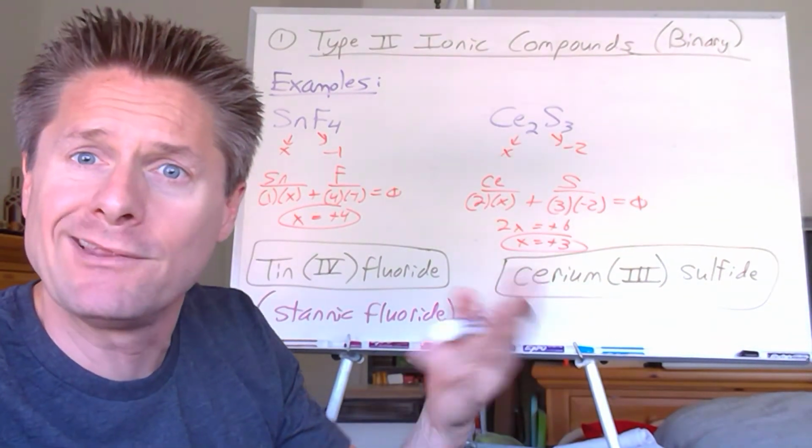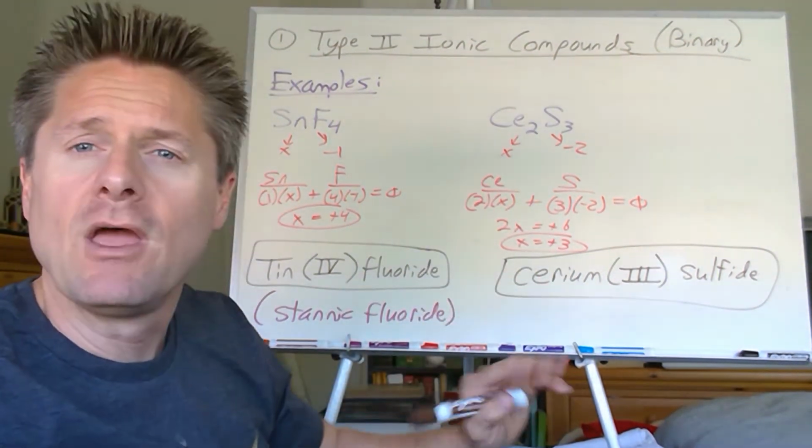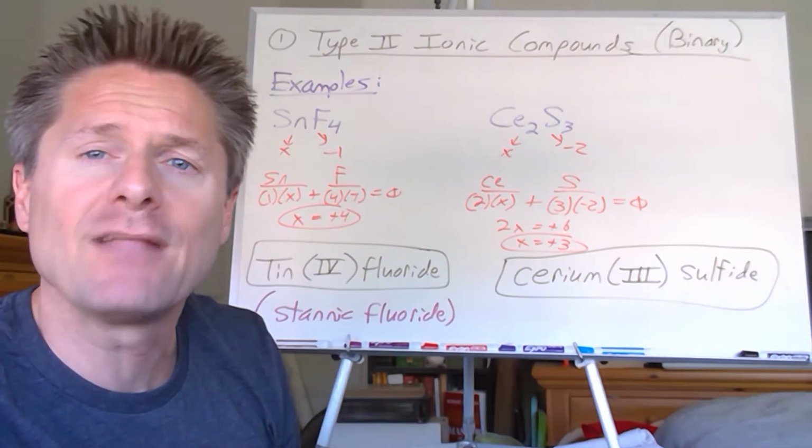So if the metal's type 1, you don't need the charges in Roman numerals. If it's type 2, you do. So we'll treat them just like this. But we're going to name the anion slightly differently. We're just going to stick in the name of the polyatomic ion. Pretty easy.